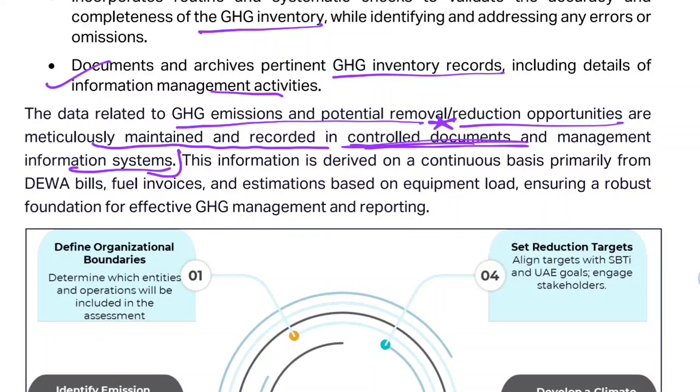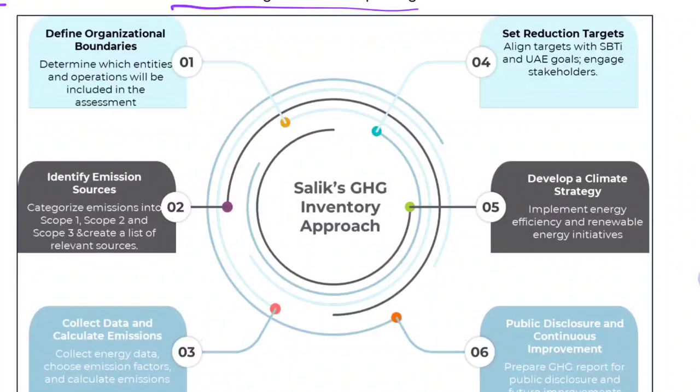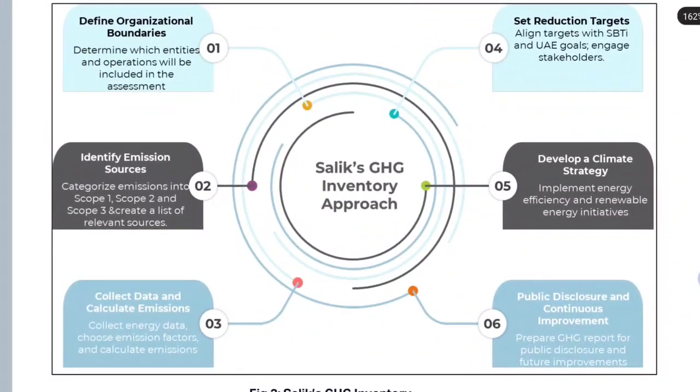Also information derived from the bills, fuel invoices, and estimation based on equipment load. So all the reference details are available as evidence here. So you see, what is Salik's inventory approach? They defined the organizational boundaries, identified emission sources, collected data and calculated emissions, right?